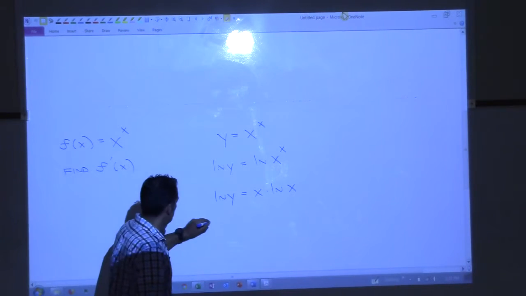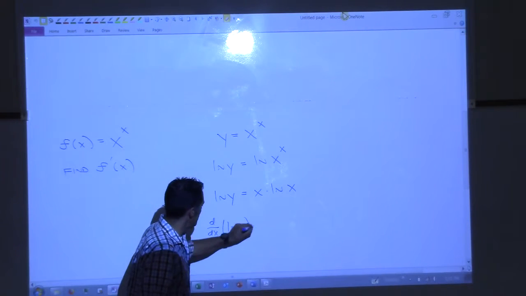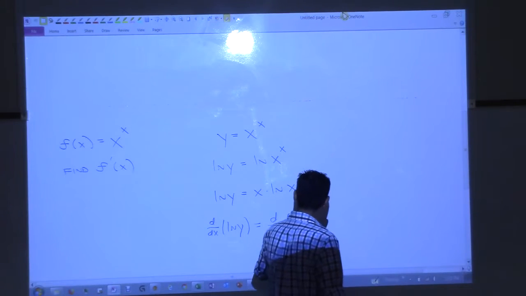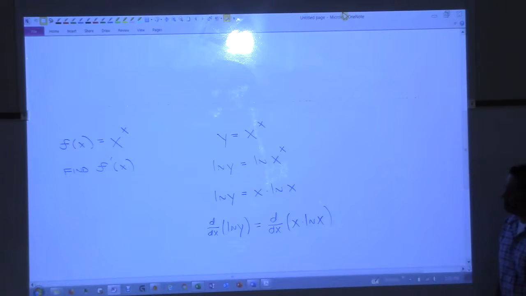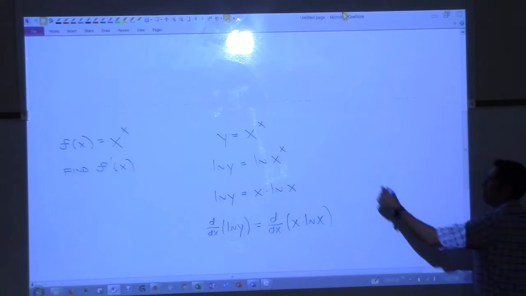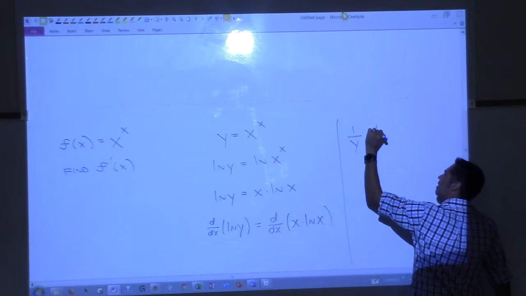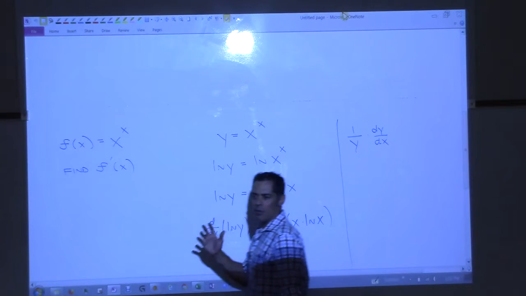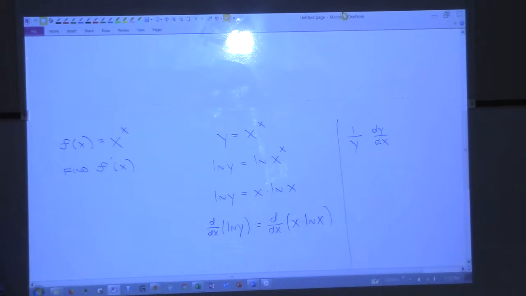So when we take the derivative with respect to x on the left, we'll get something. And when we take the derivative with respect to x on the right, we'll get something. And let's see what we get. So left side is going to be 1 over y times dy dx. Isn't that kind of going to happen every time? Every time you do logarithmic differentiation, the derivative of your left side is going to be 1 over y dy dx. It's just always going to be that way.